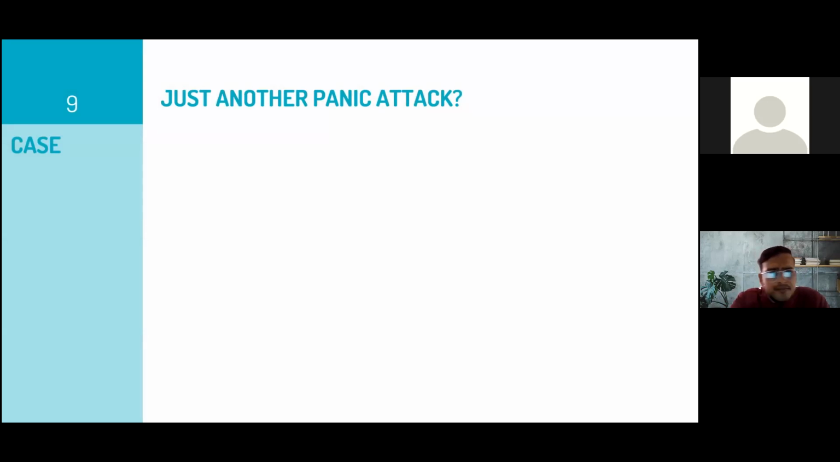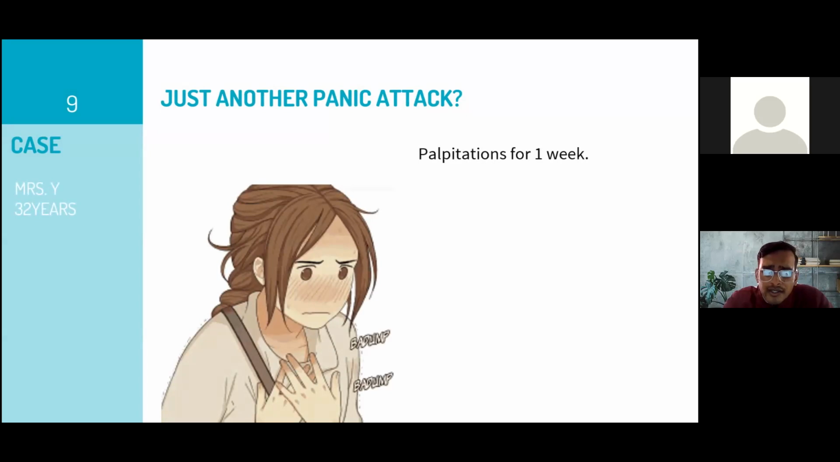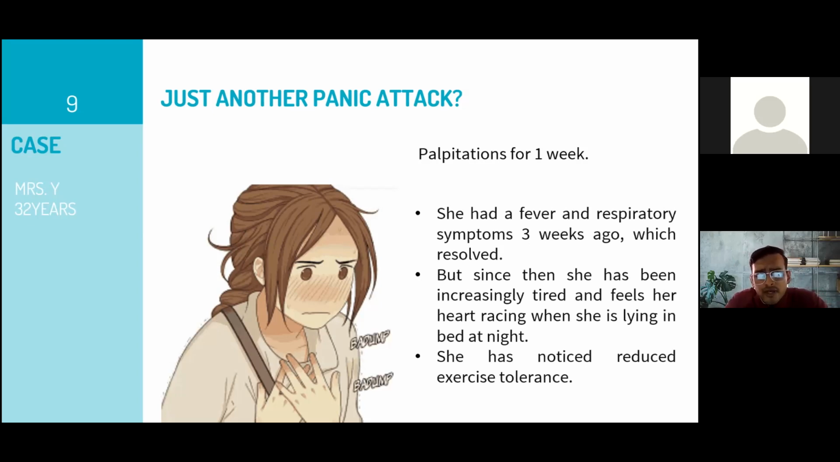So that brings us to a case of a 32-year-old female. Let's call her Mrs. Y. Mrs. Y came to the ED with a history of palpitations for 1 week. She has been going through all the news of COVID, so she's very anxious and she's waiting in the waiting room. She has a history of fever and respiratory symptoms 3 weeks ago, which has resolved. But since then, she has been increasingly feeling tired and feels her heart racing when she's lying in bed at night. And she has noticed reduced exercise tolerance.